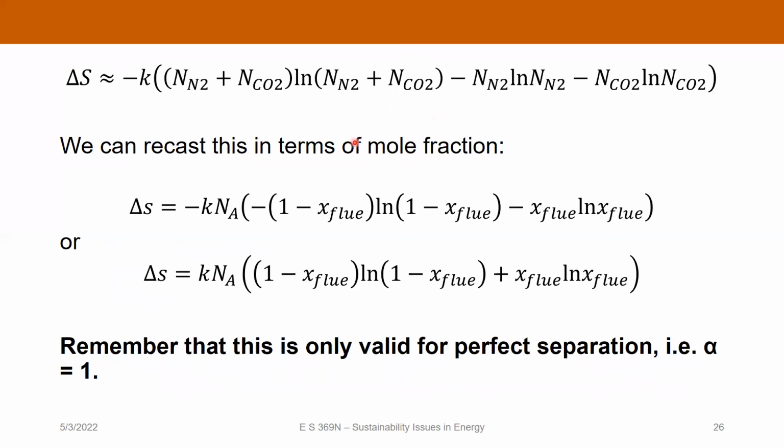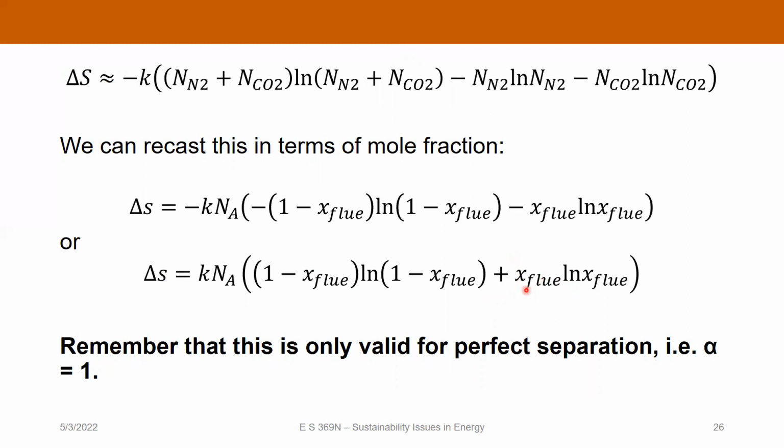Now we can recast this in terms of mole fraction. So instead of n, we're going to use x. So x is the flue gas mole fraction of CO2. So assuming we only have two components present, x flu is the mole fraction of CO2, and 1 minus x flu will be the mole fraction of nitrogen. So we can work through this and multiply out some of the negative signs. And this tells us that the change in entropy is given by this expression here for perfect separation.